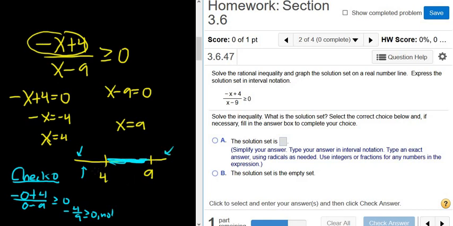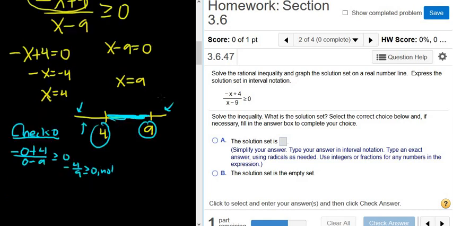So now we just have to determine whether these are parentheses or brackets. So the 9 comes from the bottom. Let me rewrite what we have. We have this. This is the original question. So the 9 comes from the bottom. So that's always going to be a parentheses, because if you plug in 9 on the bottom, you get 9 minus 9, which is 0, and you get 0 on the bottom, so that's no good. So whatever comes from the bottom is always a parentheses. So 9 comes from the bottom.